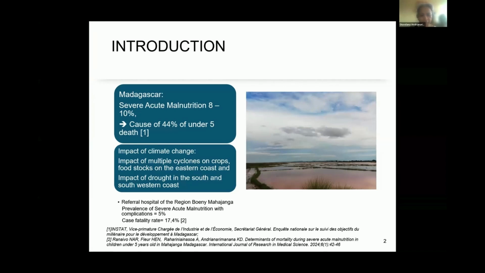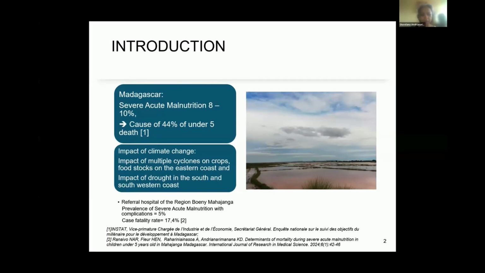Madagascar, as an island off the coast of mainland Africa, has a very big impact of climate change, and perhaps you have already heard about the drought in the south and southwestern coast of Madagascar. But there is a contrast on the other side of the island, in the eastern coast. We have multiple cyclones. Each year we have almost 16, and this has an impact on crops, food stocks, and is also the reason for a high rate of malaria on this coast.